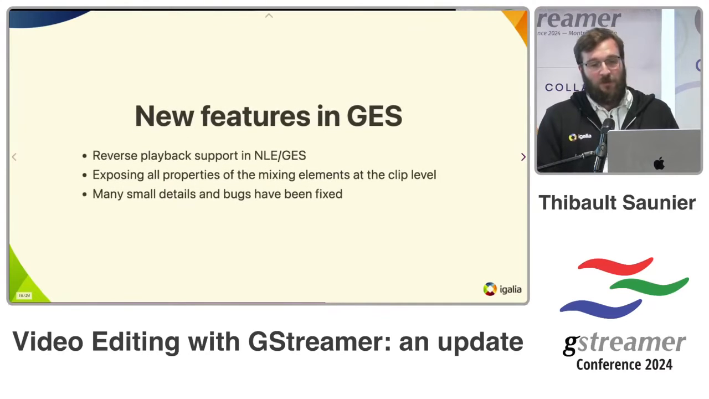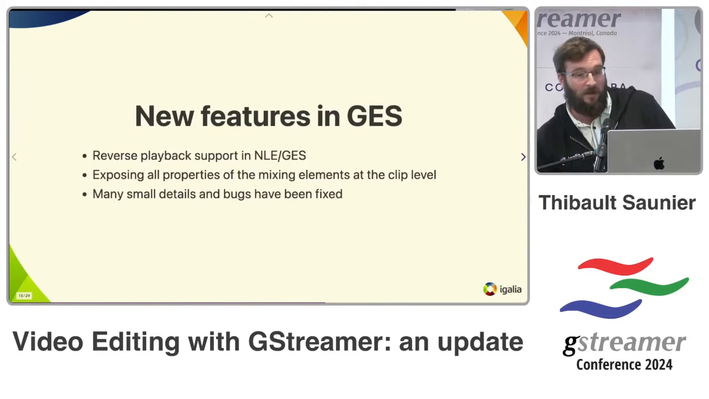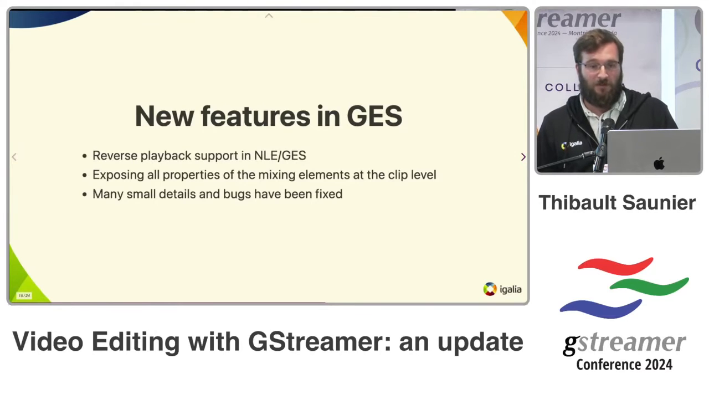So during the development of that application, we discovered that some features were still missing, and we implemented them. For example, reverse playback. Well, we had some work-in-progress patches for that, but it was still missing. It was not upstream, it had bugs, and many elements also had bugs, so we had to fix that, and now it's properly working and upstream. We expose more properties for the mixing. We expose many more properties in different places, and we have been working on fixing many details and bugs during the development.